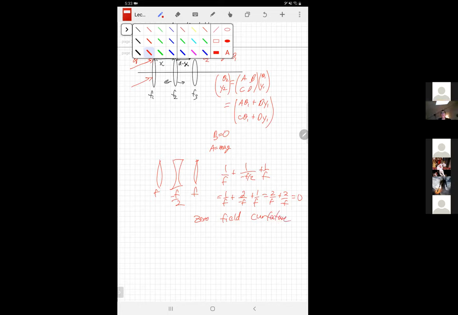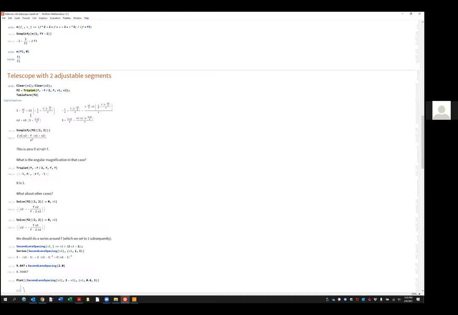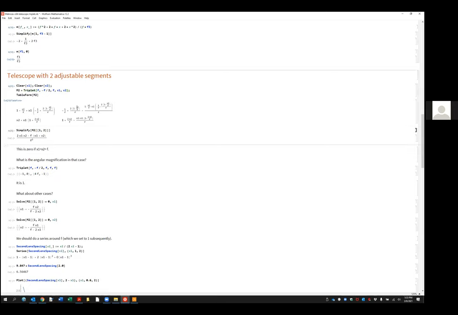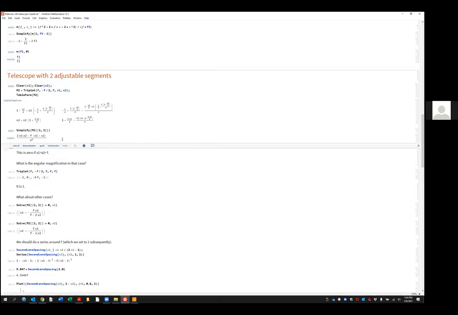It's not an absolutely required thing. You don't necessarily need zero field curvature, just very small. But we're going to try that initially. It simplifies some things. Okay, so back to Mathematica. We set up these three matrices. Then we look at the upper right element, because again, we want theta two to just equal magnification times theta one. Well, one case where this works is it's definitely going to be zero if x1 equals x2 equals f.